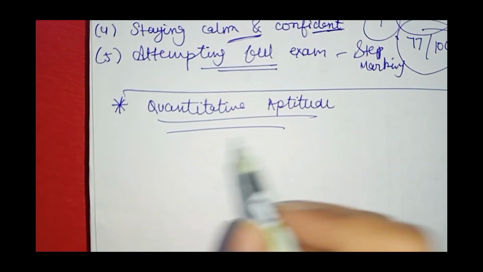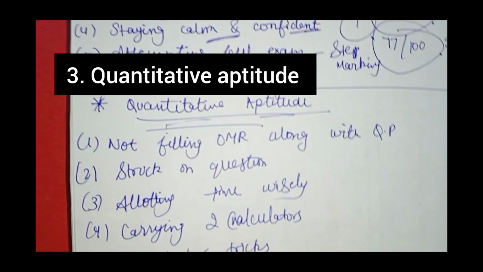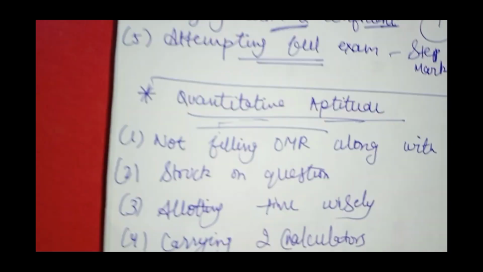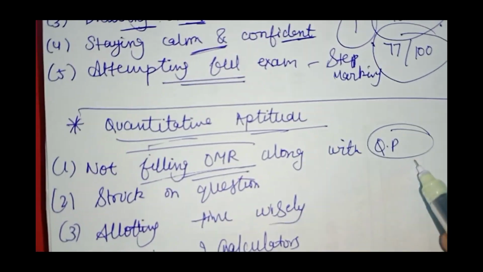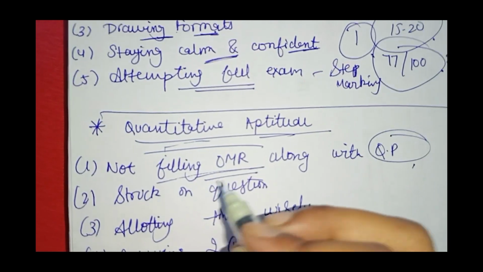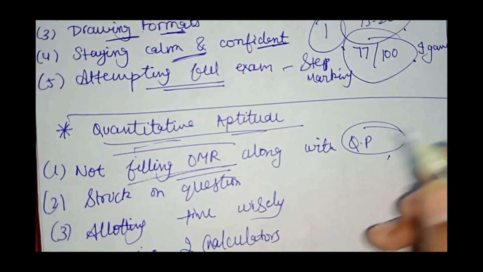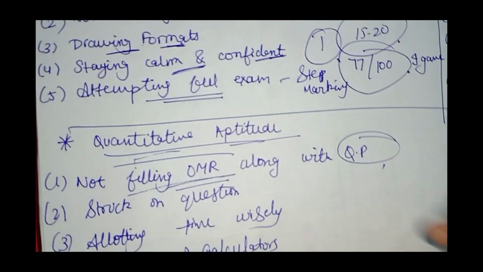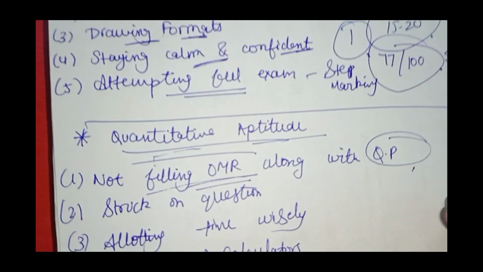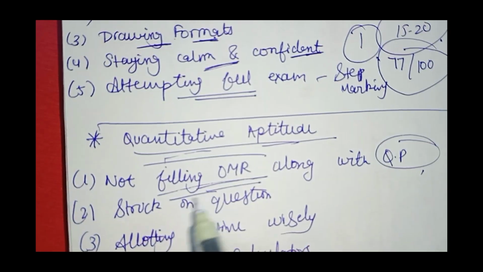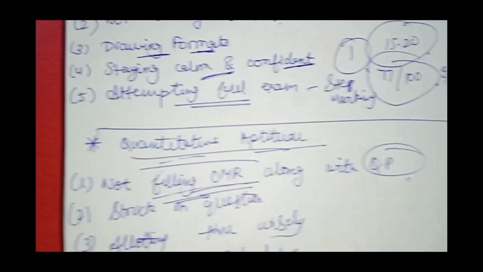So the next subject that we're going to talk about is quantitative aptitude. First one, I don't think so many students talk about this, but you should start filling your OMR along with the question when you're attempting it. Many students first go through the questions, attempt them on just the question paper, solve the whole paper and then start to fill the OMR. That is not the right thing to do. You should start filling your OMR along with the questions while you're attempting.